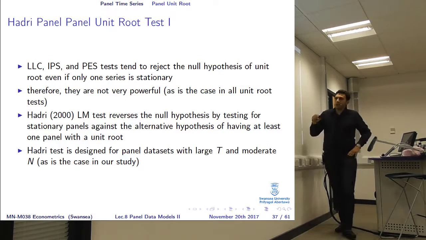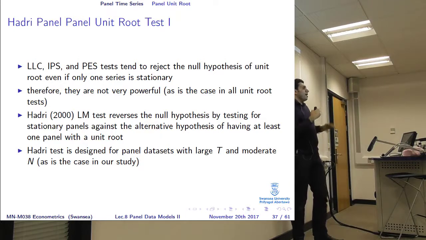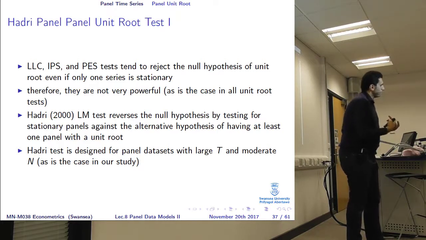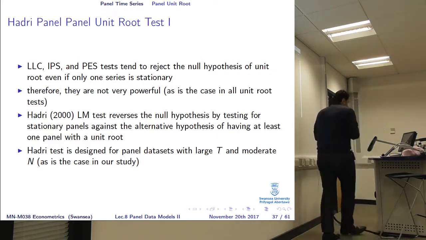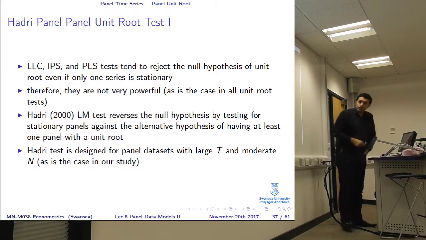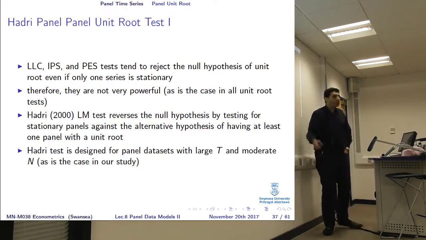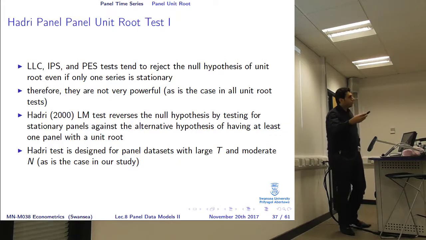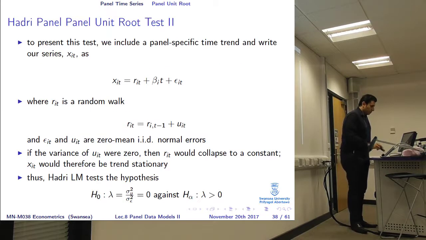But again, you'll see a problem here, which is that the alternative hypothesis is having at least one panel with a unit root. But if you do both types of tests, it gives you an indication whether your variables are stationary or non-stationary, because they use different null hypotheses. And this is what we did. There was another advantage of using the Hadri test: it is designed for data sets with large T and small or moderate N, which is the case with this study. We had 40 or more than 40 years, and N was 9. So basically, it sounds good for our estimation.